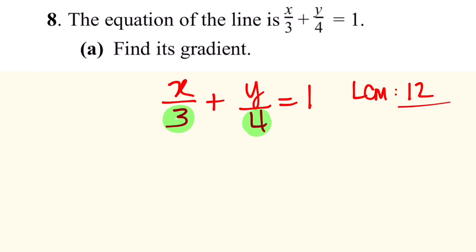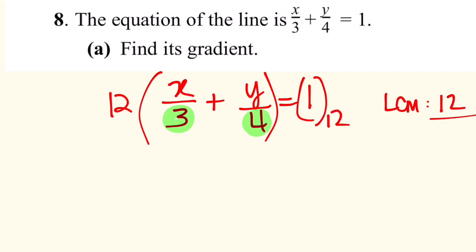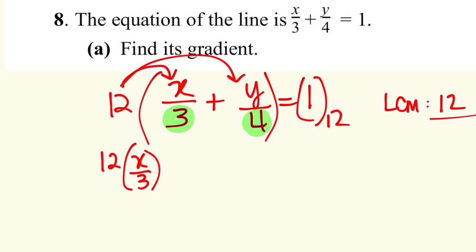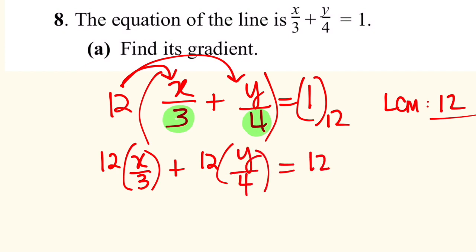Multiplying 12 to the left side and to the right side simultaneously means to distribute and multiply 12 to each term of the equation. So 12 is multiplied to the term x over 3, at the same time, 12 is also multiplied to the second term y over 4 and to the right side, 12 is multiplied to 1. This process results to a simpler version of the equation, which is 4x plus 3y equals 12.